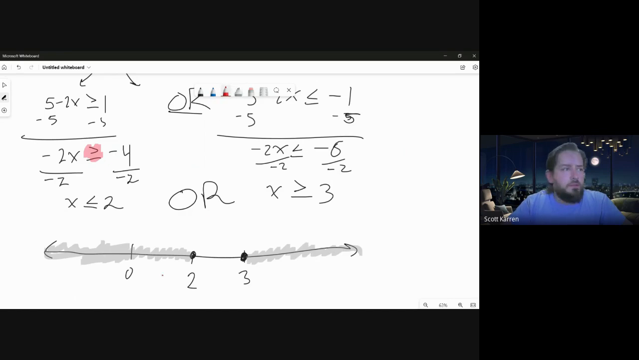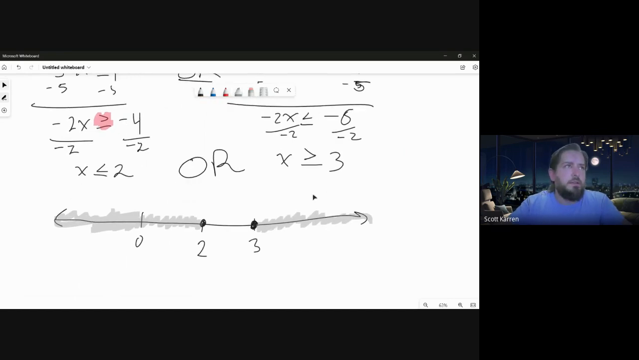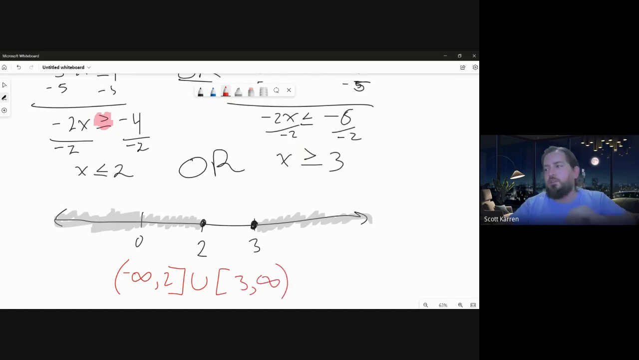And in interval notation, I would write this as negative infinity up to 2, including 2, but of course never including infinities, union that with bracket 3 to infinity, and again, include the 3 but not the infinity. We all right with that?